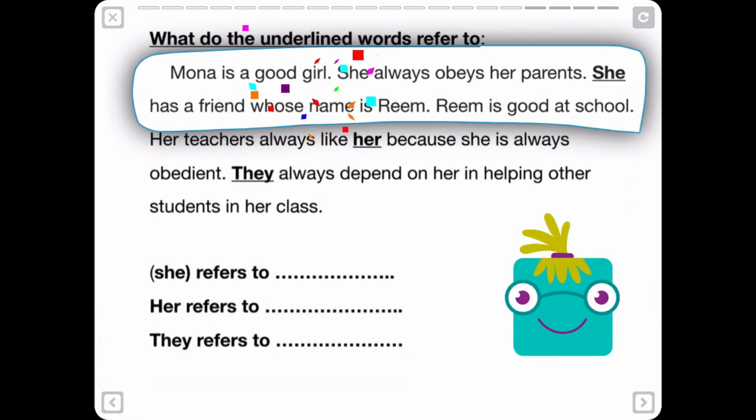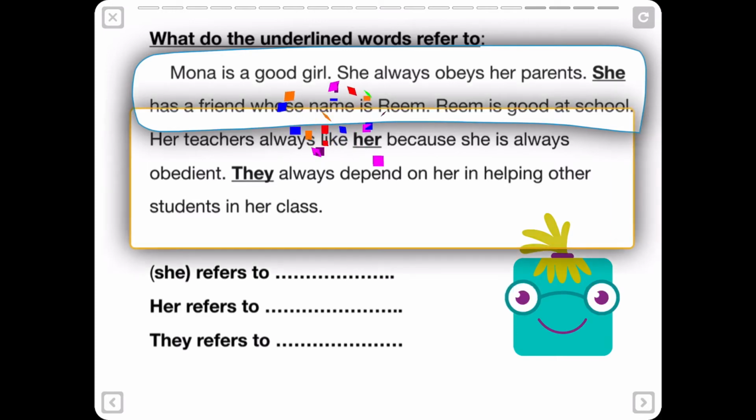Mona is a good girl. She always obeys her parents. She has a friend whose name is Reem. Reem is good at school. Her teachers always like her because she is always obedient. They always depend on her in helping other students in her class.